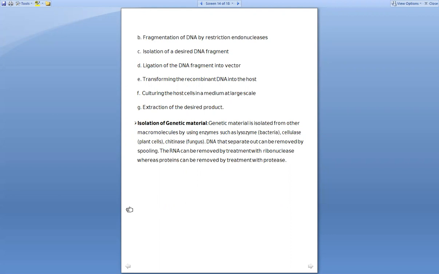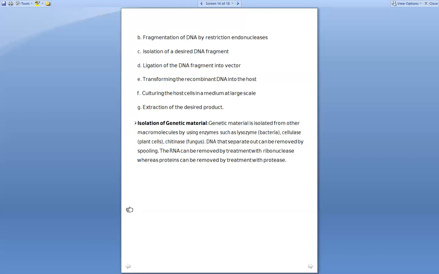So what happens here, the genetic material is firstly isolated from the macromolecules, and they are using what, the enzymes, right? And these enzymes in bacteria are different, in plant cell are different, and in fungus are also different. In bacteria, an enzyme which is used to isolate the genetic material is lysozyme. In plant cell, cellulase enzyme is there, and in fungus, the chitinase enzyme is there. So these three examples are about the enzymes which are responsible for isolating the genetic material from the macromolecules, right?